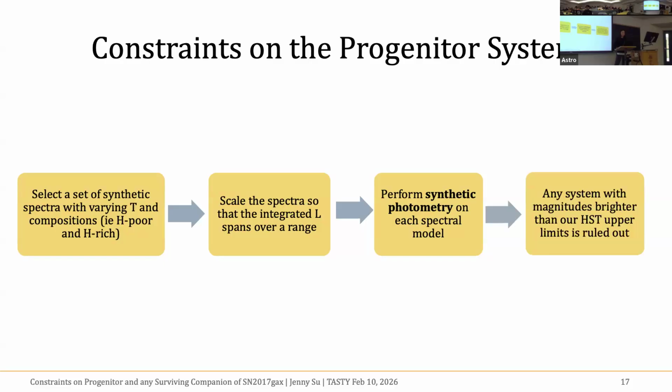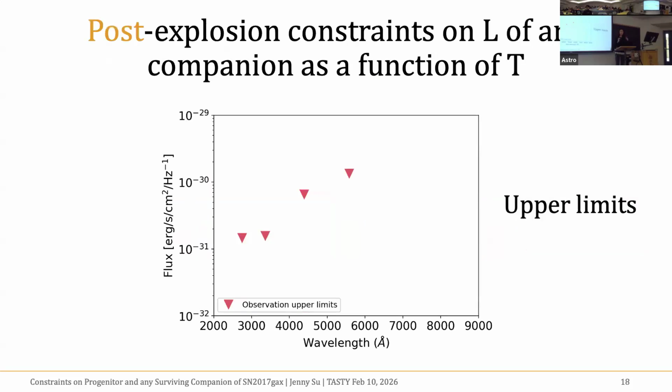Then I compared that magnitude with my HSD upper limits. So that was a lot of words and probably confusing, so I have a visualization showing what I did. Here are the 4 upper limits from the post-explosion images. From post-explosion, we're able to explore what kind of possible star the companion is.